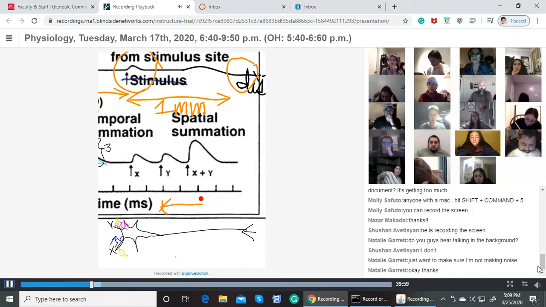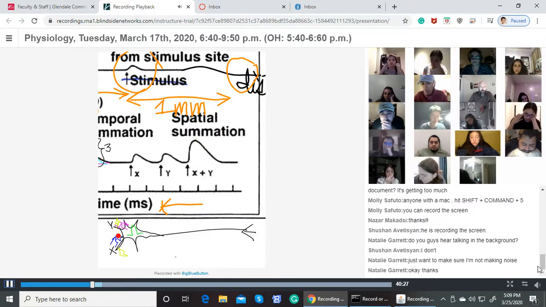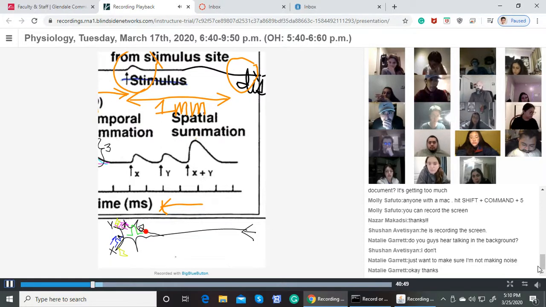Now, what happens when they meet at the soma? They will combine. I would say they will add on each other. Then it will become higher. In other words, if the amplitude here is 1, it's 1 here because we use the same stimulus intensity. So the purple amplitude should also be 1. And then the green amplitude will be 2, because 1 plus 1 equals 2.